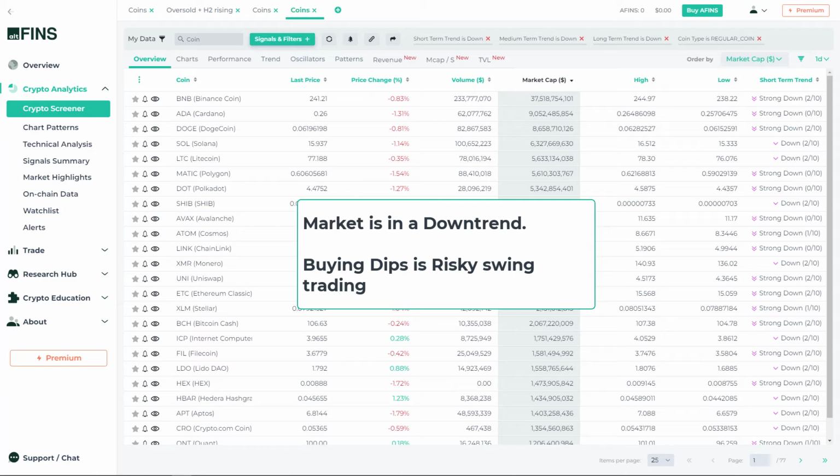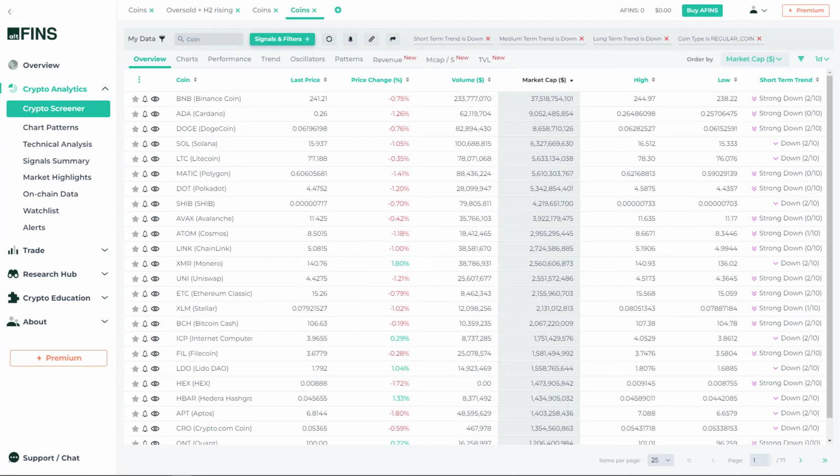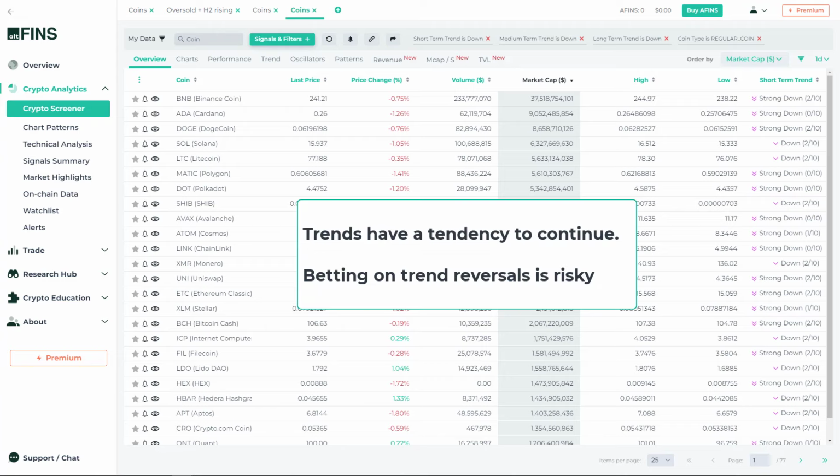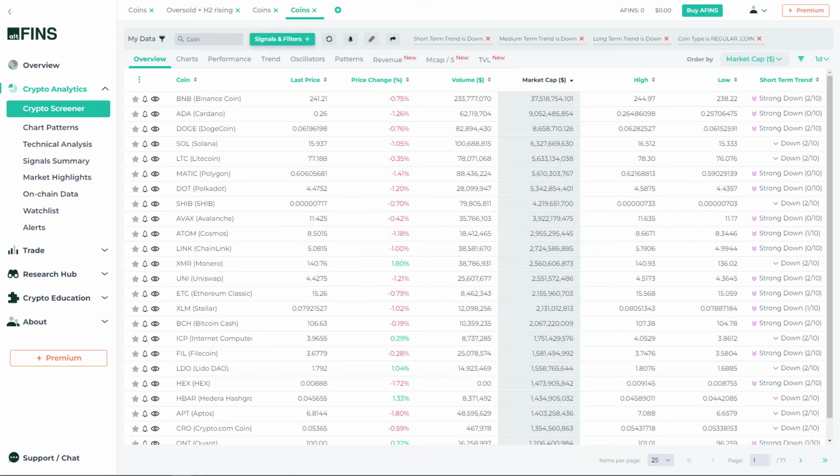Buying dips works in an uptrend, but in a downtrend, buying dips is a risky strategy, often used by swing traders. Trends have a tendency to continue, so betting on reversals is risky. So what I'll do today is find those assets that I can short sell. That way I hedge my long positions.